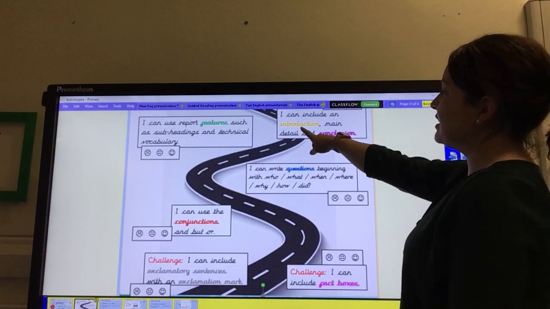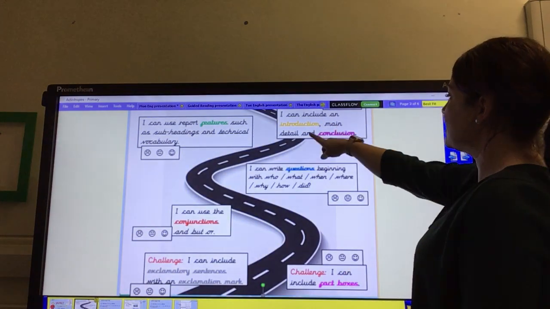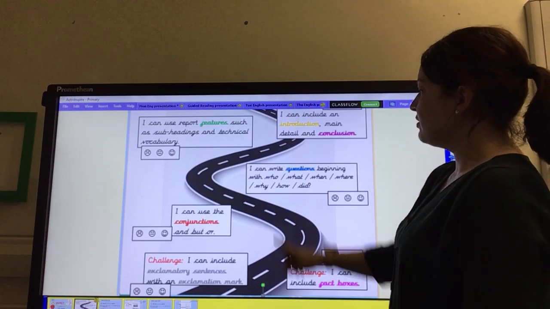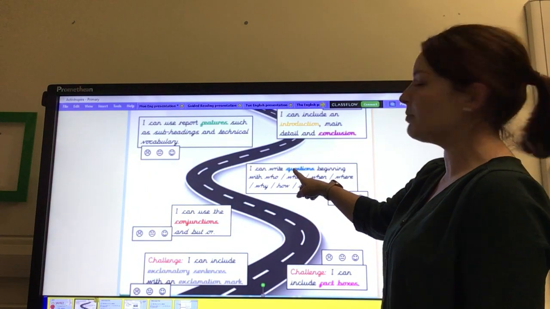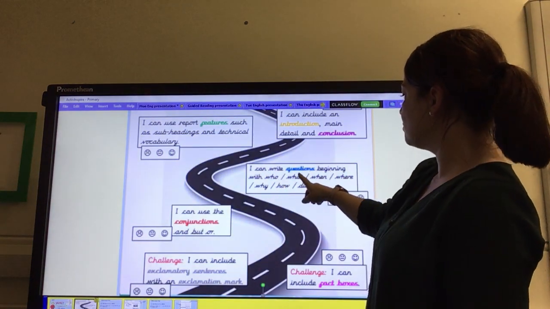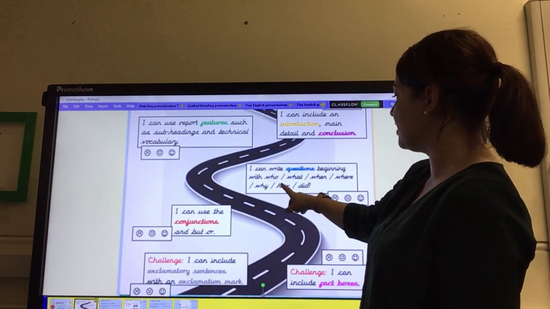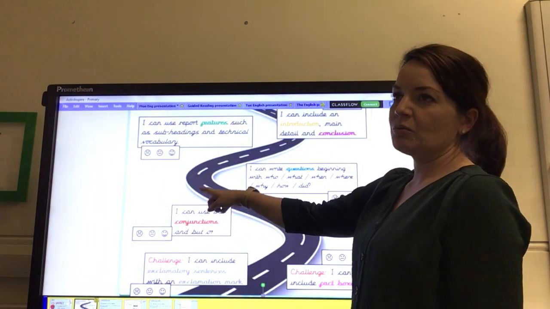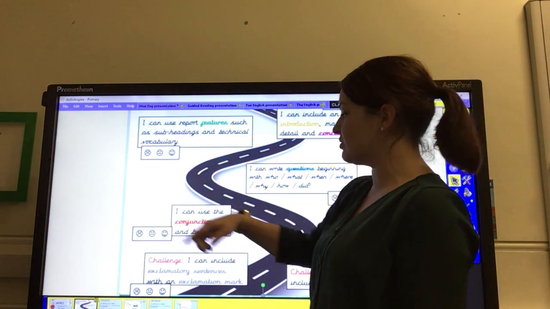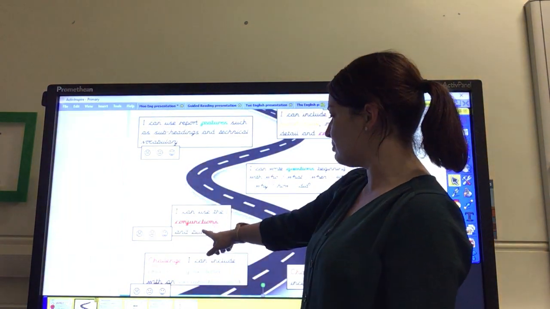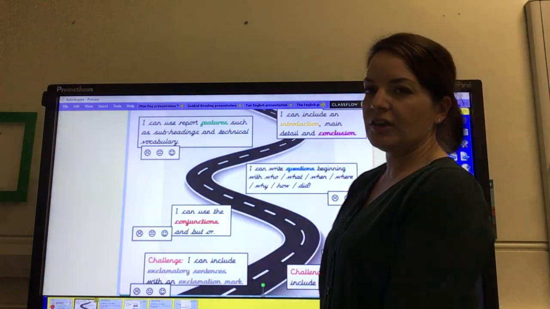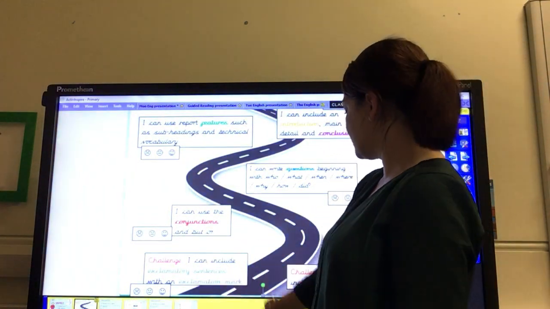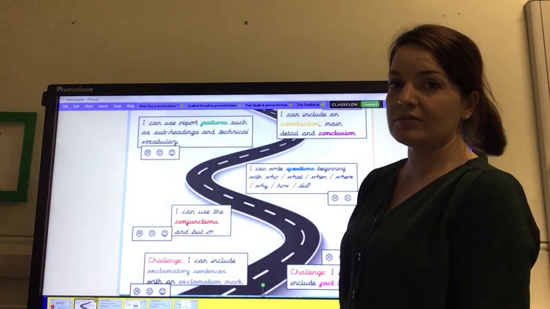We made sure we included an introduction, a main detail, that's the main paragraph, and the conclusion on the back. We wrote questions, especially those question subheadings, beginning with who, what, when, where, why, how, or did. This is the one we've been working on lots. Can you extend your sentences using those conjunctions and, but, and or? And if you like a challenge, can you include exclamatory sentences with an exclamation mark and fill in those fact boxes?